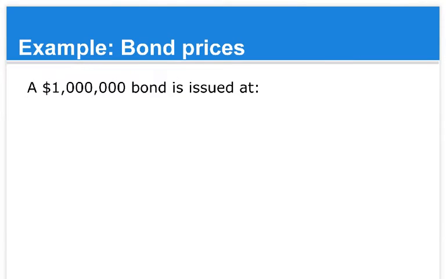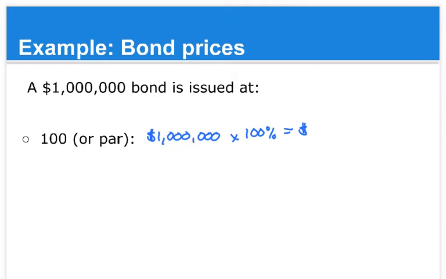Numerical examples I find always tend to help. So let's look at one now. Let's say we have a $1 million bond, which is issued at, first we'll say, 100 or at par. What would the issue price be? We could calculate the issue price by taking the face value, which is $1 million, and multiplying that by 100% or by 1, which equals 1 million.